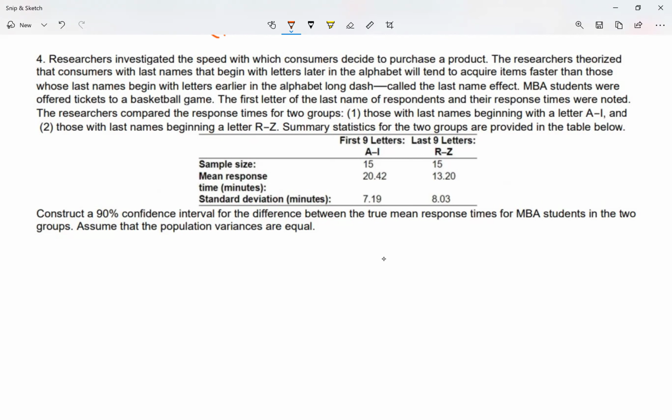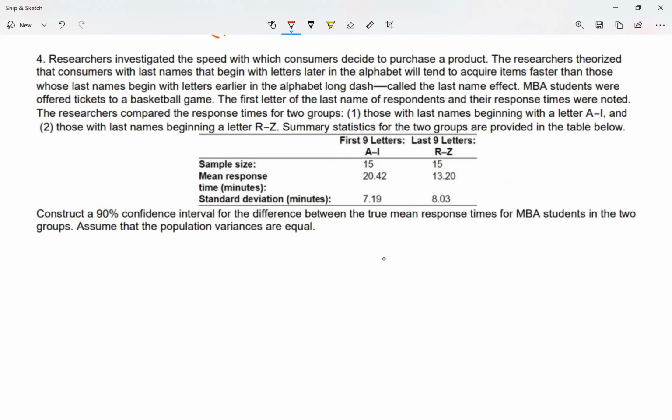So MBA students were offered tickets to a baseball game. Okay, so far we're saying if the first letter of your last name is towards the end of the alphabet, according to this study, you tend to buy things quickly. Now, if the first letter of your last name is towards the beginning of the alphabet, you kind of think about it still. Okay, so then people were offered tickets to a baseball game. The first letter of the last name of respondents and the response times were noted.